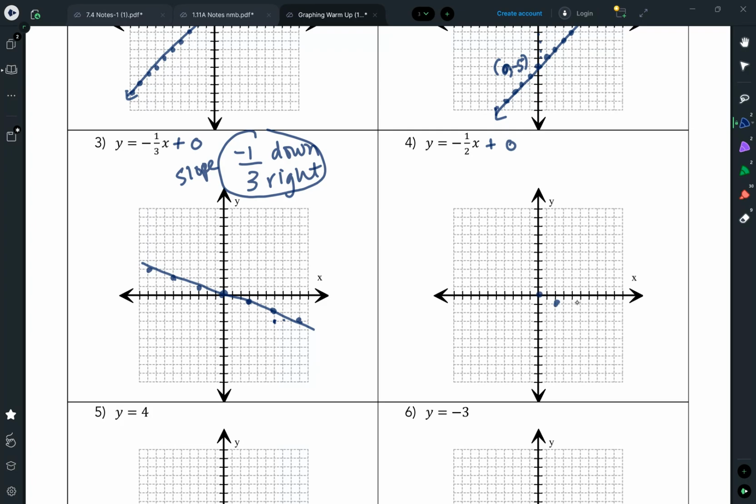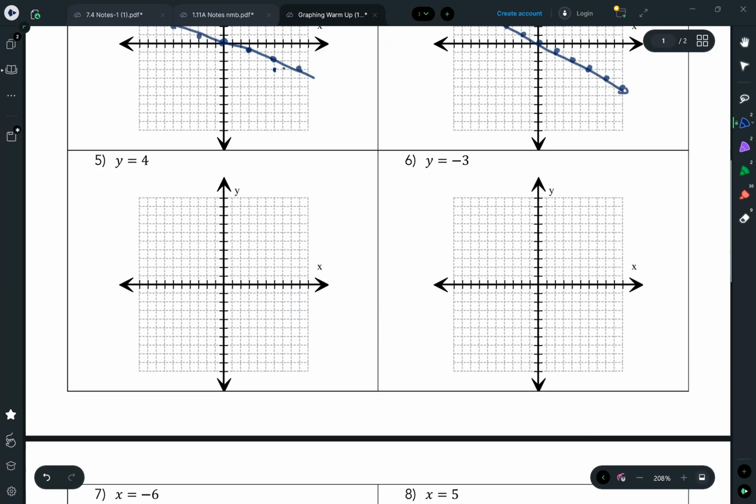So this one's really similar. I have a -1/2 slope instead. So down 1, 2 to the right. And again, I'm still filling in all of my points. I like to do the down 1, 2 to the right, and then go the opposite direction and kind of fill in those points as well.